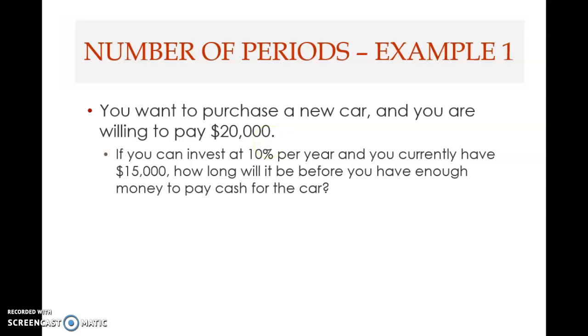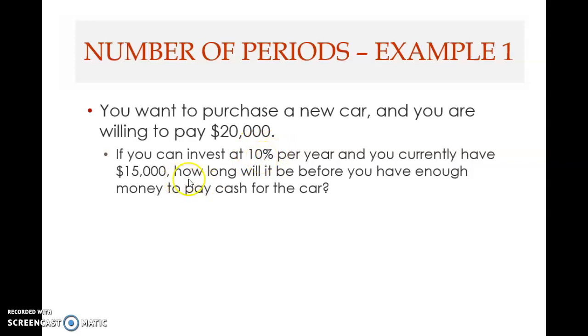Here you are willing to purchase a car. You are willing to pay 20,000. This is future value. This is what you are willing to pay. This is what you have now. You have 15,000. This is present value, and you can invest at 10% per year. This is the interest rate. This is also known.